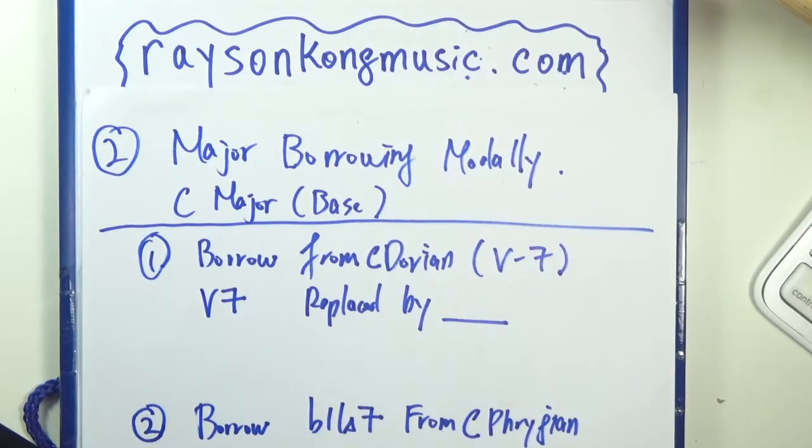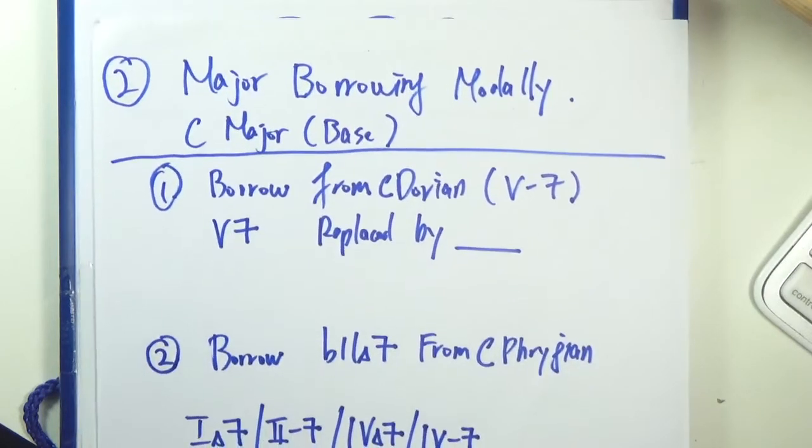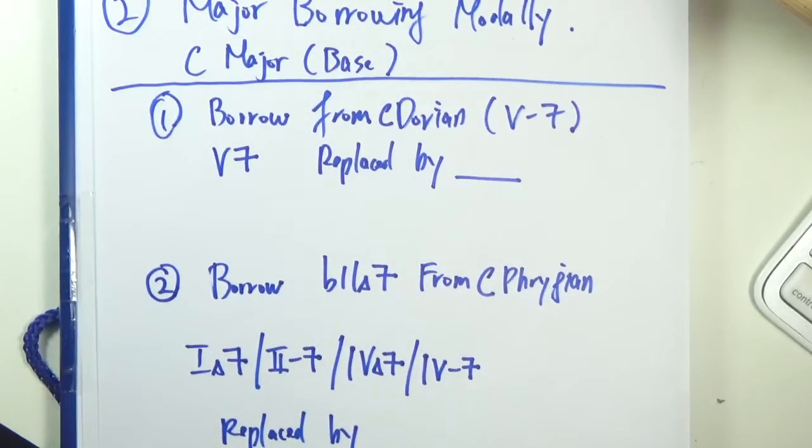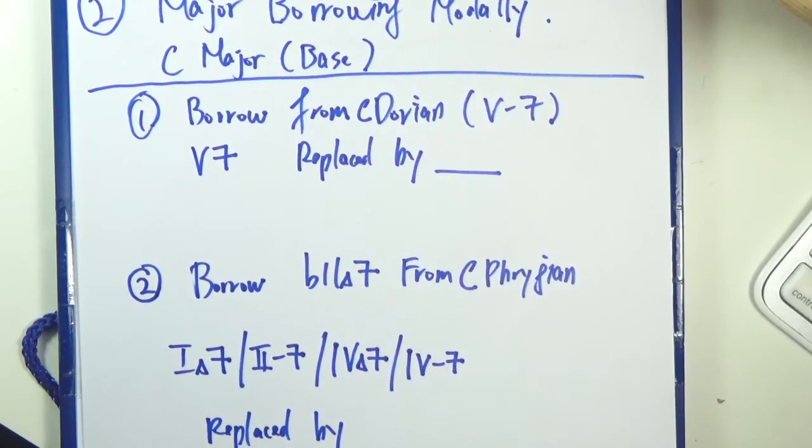So this is type 2 major, borrowing modally. For example, C major, borrowing from say C Dorian, C Phrygian, and so on and so forth. Okay, let's take a look at a few cases. These are the common cases that we talked about. So again, this is a review.